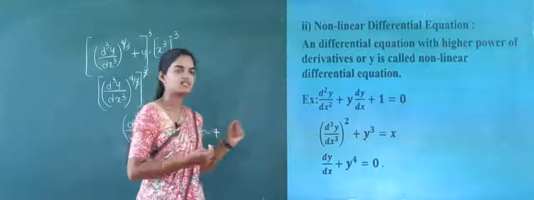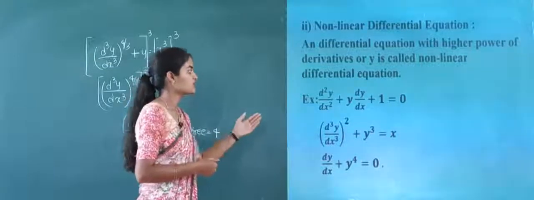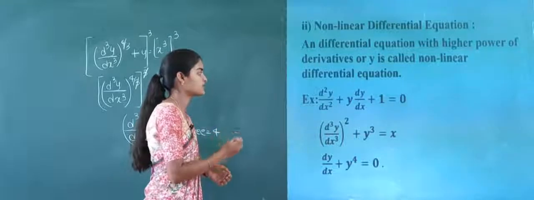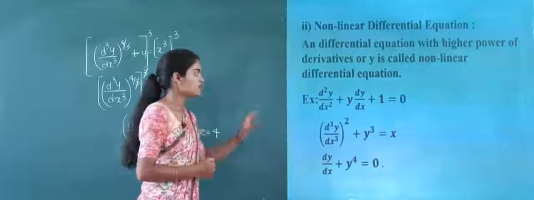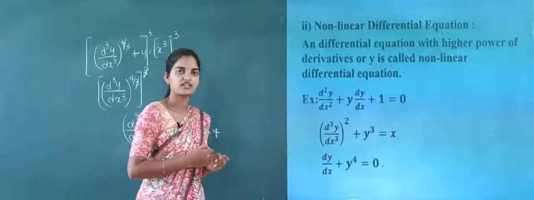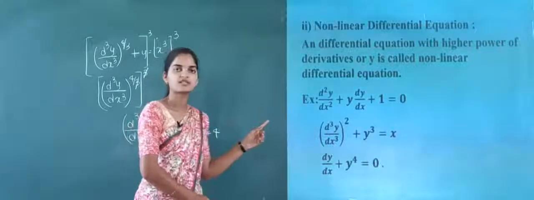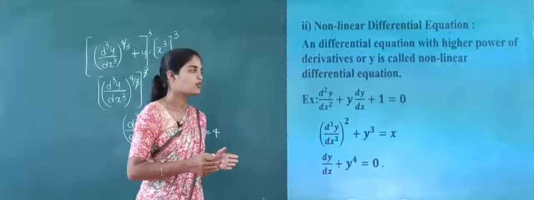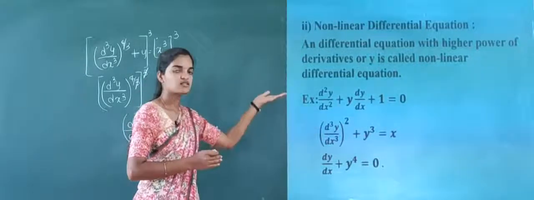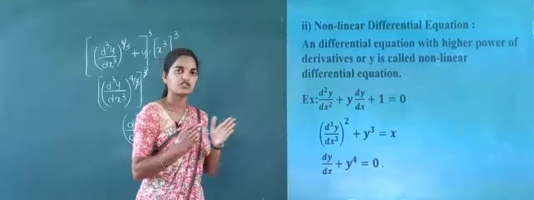Yes, for that again example is there. d square y by dx square plus y into dy by dx plus 1 is equal to 0. Here second order derivative is there and then y into first order derivative is there. Then this becomes a non-linear differential equation. Why? Because y into dy by dx is there. So this is of the non-linear differential equation type.